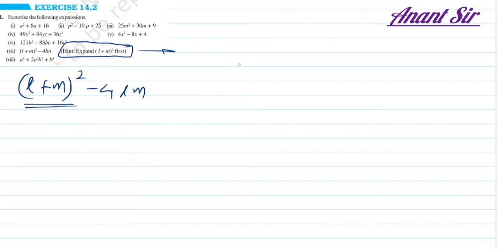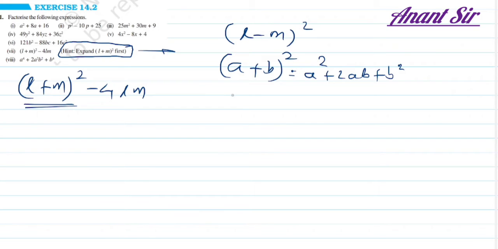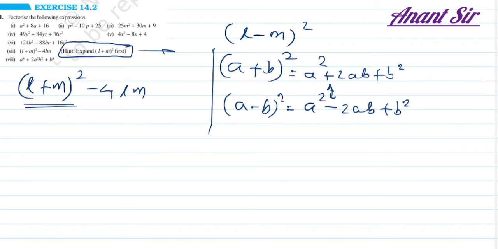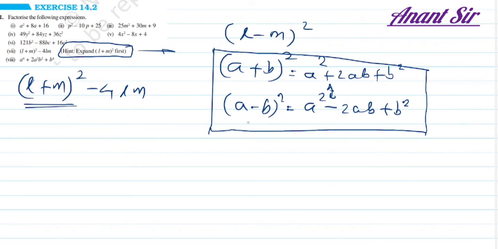So it is L plus M whole square. Whenever you have a bracket and there is a square of the bracket, if it is plus in the bracket, then use this formula, a plus b whole square, a square plus 2ab plus b square. If it is a negative term, like L minus m whole square, then you have to use this formula. Only difference is the sign for the second term, otherwise the formula is the same. A plus b whole square and a minus b whole square, only difference is the sign of the middle term. So here we have to use the first formula, a plus b whole square, right?